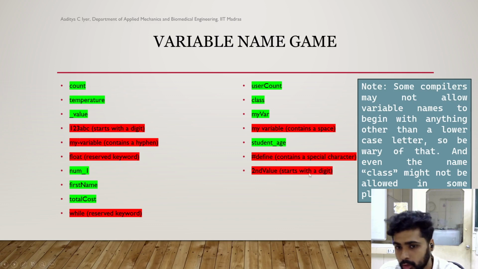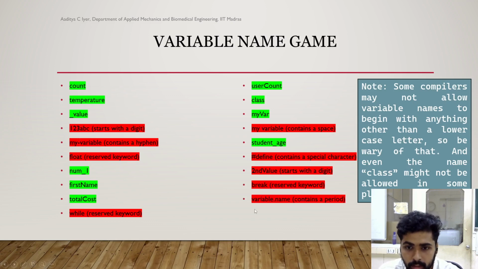Then second value is not valid because it starts with 2. Break is not valid because break is a reserved keyword. You'll know what we do with break later. Variable dot name, it has a period, full stop, dot, whatever, not valid, special character. Underscore x is valid.